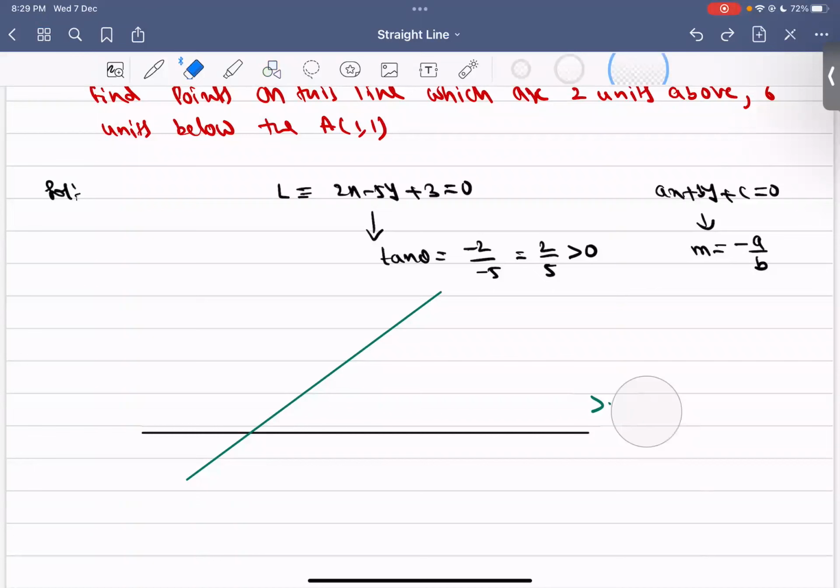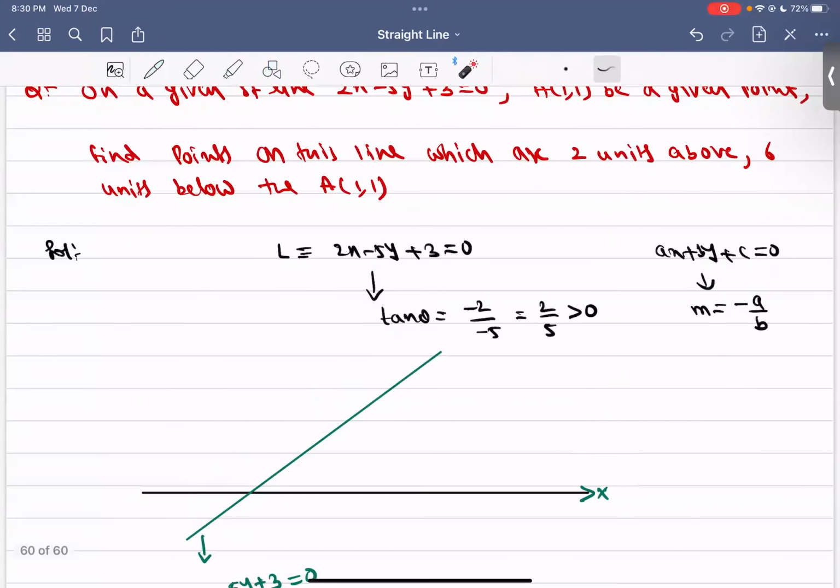So now what is our requirement? We need to find, this is the x-axis. This is the given line, that is 2x minus 5y plus 3 equal to 0. Now on this line, one fixed point is given, A(1, 1). Does A(1, 1) lie on this line or not? Yes. If you substitute 1, 1: 2 plus 3, 5 minus 5. So this point A(1, 1) lies on this line.